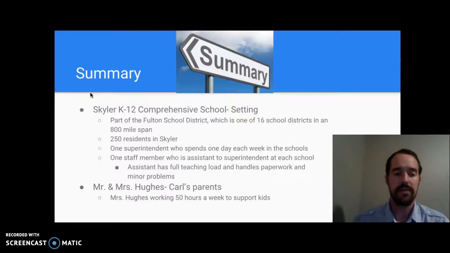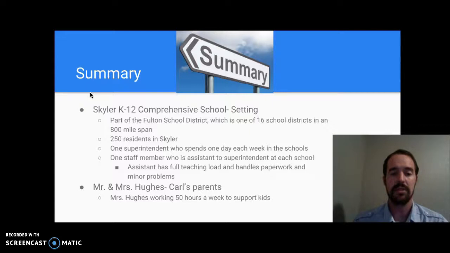Schuyler's relatively small, has 250 residents within it, and the superintendent visits the schools one day each week. At each location, there's one staff member who's an assistant to the superintendent, and they assist with paperwork, they teach, and they help with minor problems that arise.